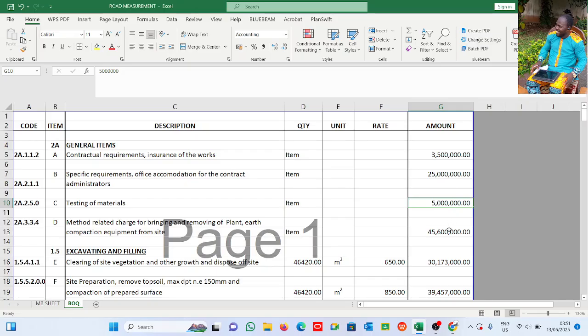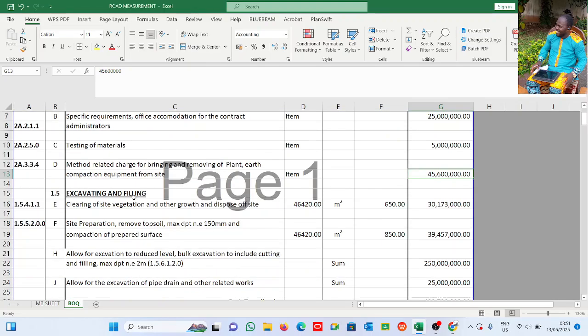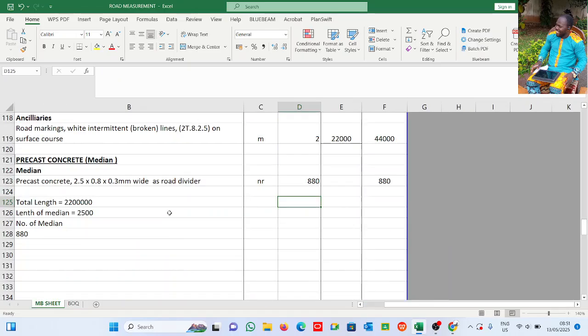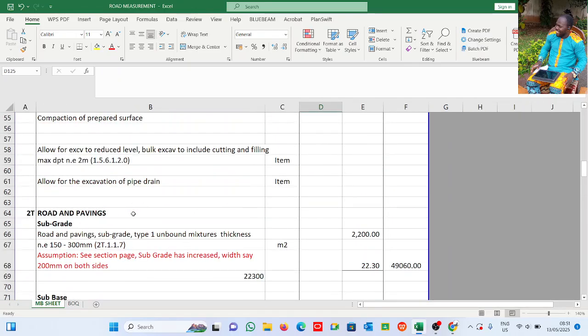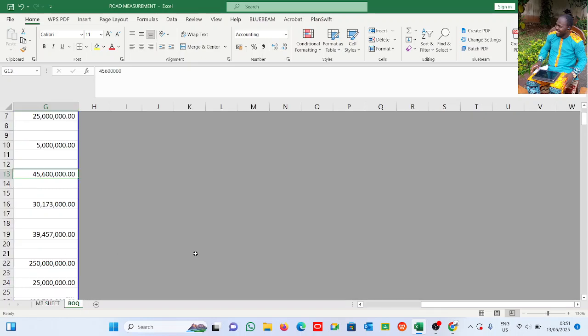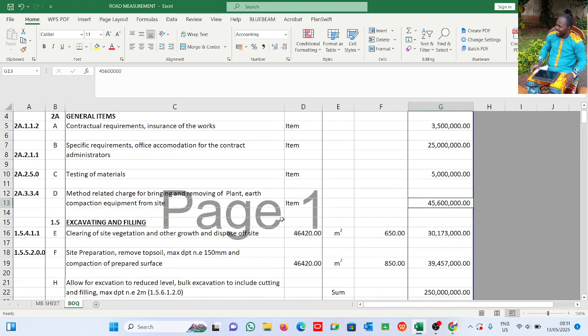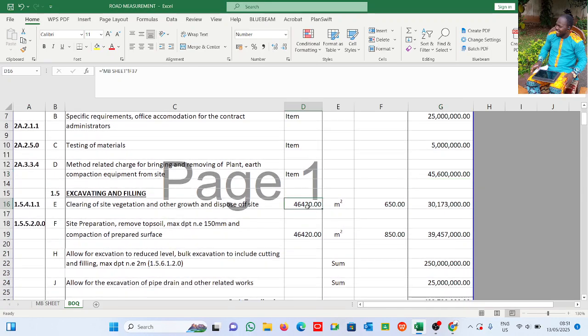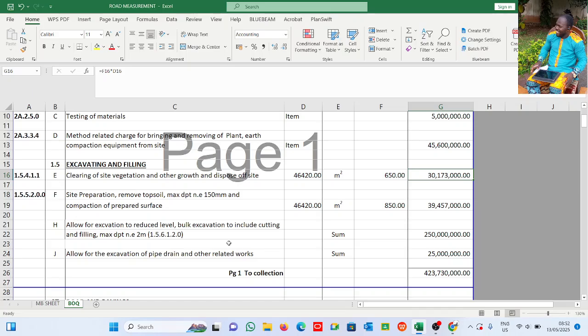Now, excavating and filling, which is what we did here. All the quantities are here. Excavating and filling, clearing of sites. This is a total square area at 650 naira, which gives us this. The same thing, site preparation. We know by now how to prepare BOQs. But in this case, you're not using Excel, you're using paper. So you need to practice it. If you're used to Excel, you need to practice the paper again, because you're not using Excel in your exam. You need to take note of that.